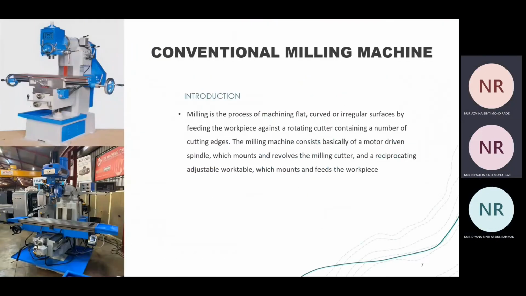So introduction for milling machine is milling is the process of machining flat, curved or irregular surface by feeding the workpiece against a rotating cutter containing a number of cutting edge. The milling machine consists basically of a motor-driven spindle which mount and revolves the milling cutter and reciprocating adjustable worktable which mount and feed the workpiece.